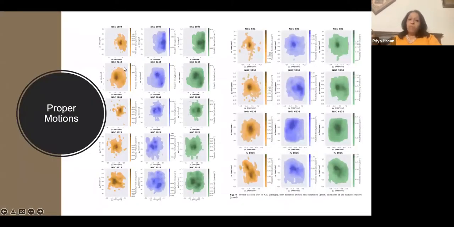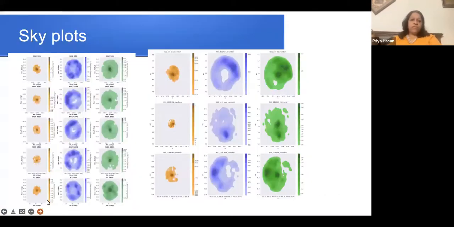Similarly, if we look in proper motion space, the orange plots are the Cantat-Gaudin members, the blue ones are the ones that we got, and the green ones are the combined population using theirs as well as ours. And you can see that we see a lot more substructure in this space when we add our members. We see a lot more substructure.